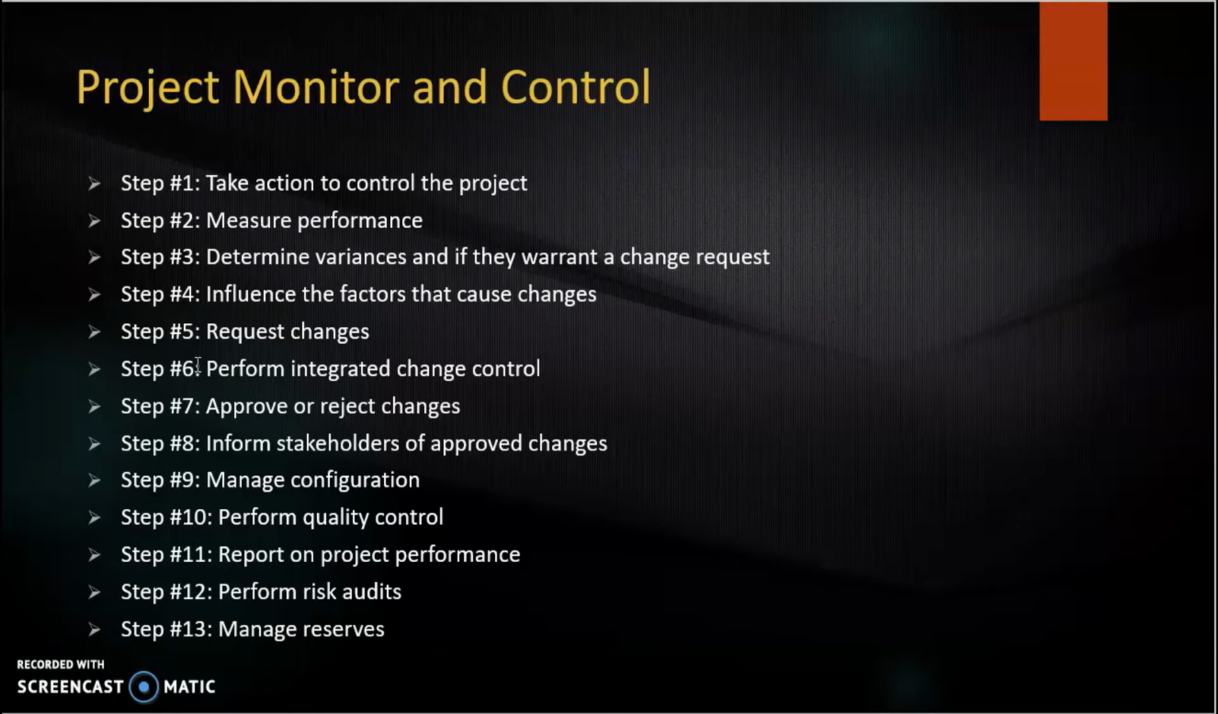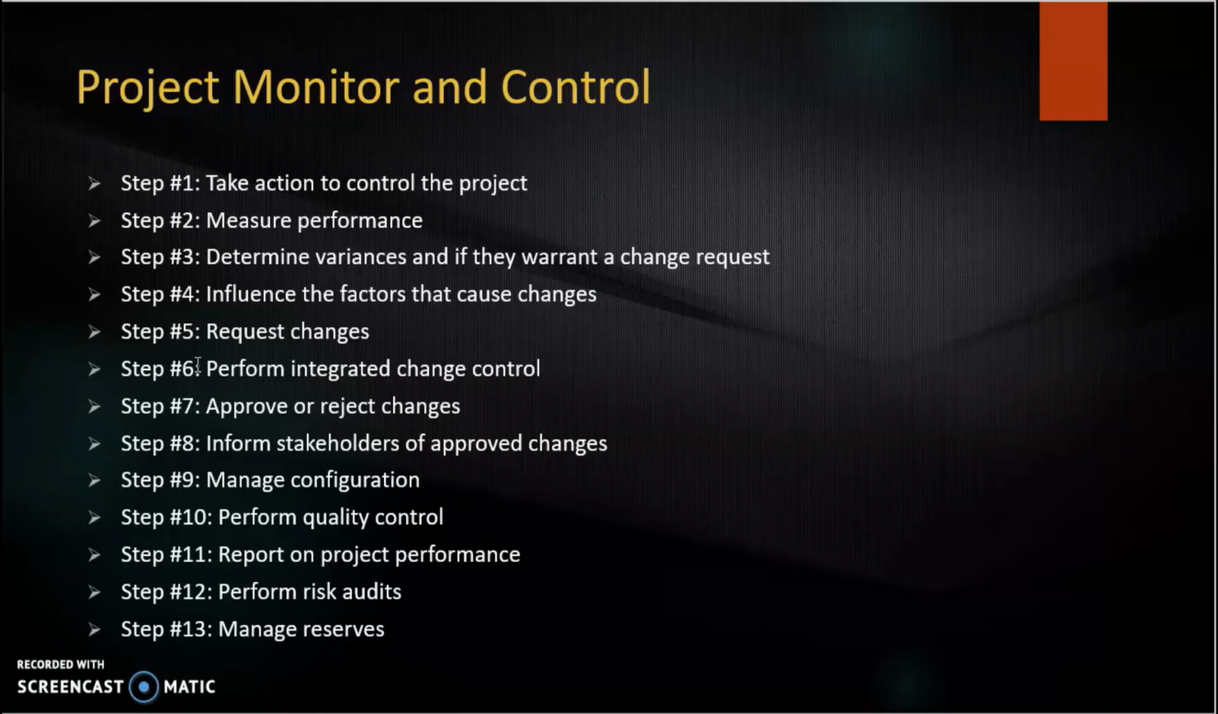So, what is project monitoring and control? We'll talk about it in a stepwise method. The first step is to take action to control the project. The second step is to measure the performance, whether the project is properly going according to the plan. And the third one is to determine the variance and whether they warrant a change request.